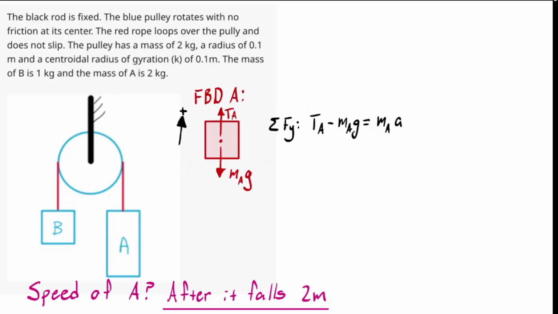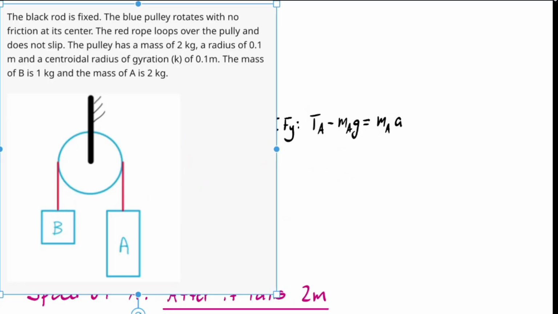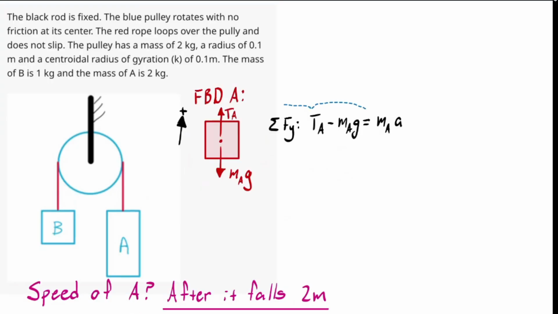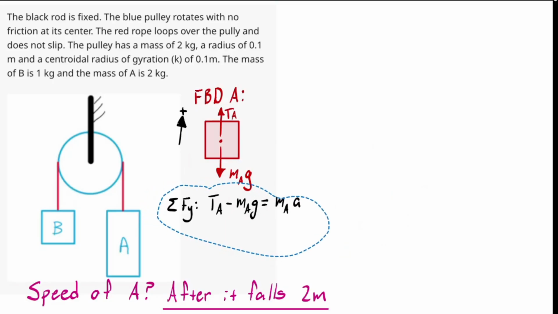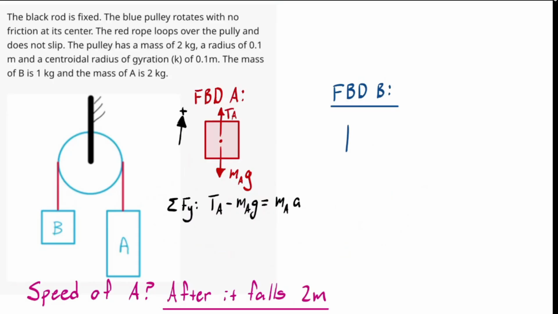Let me lock this in place and scoot this equation down to keep it organized. Then I'm going to do the free body diagram of B over here next to it. Let's try B next. It's a very similar one. We have this block, and then we have the tension pulling up, the tension of B. And going down, we have the mass of B times gravity.